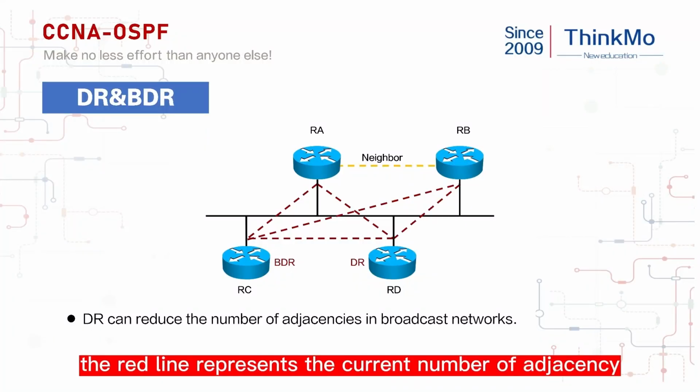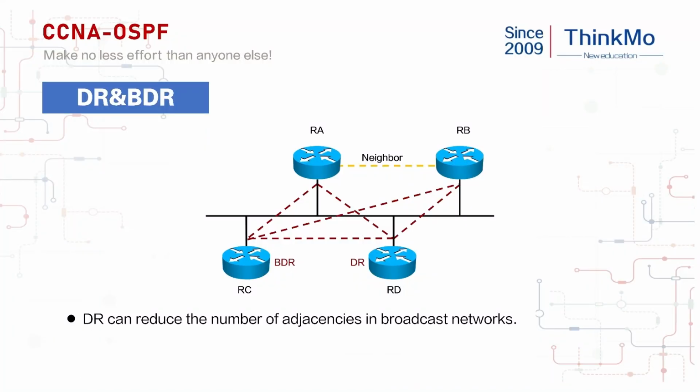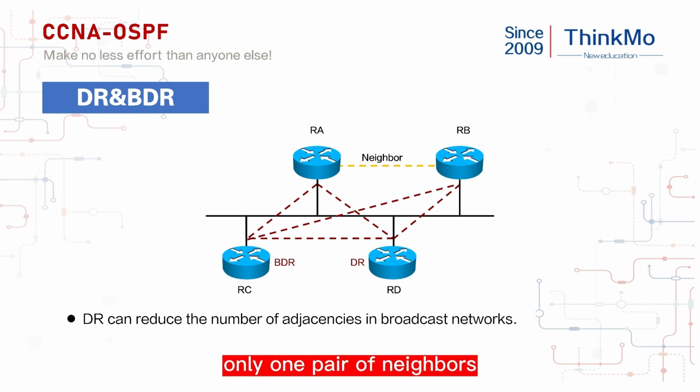Red line represents the current number of adjacency. There are 5 pairs in total. Only 1 pair of neighbors. But you can try it after class. 5 devices. 6 devices. Or 7 devices. Even more devices. You can see.